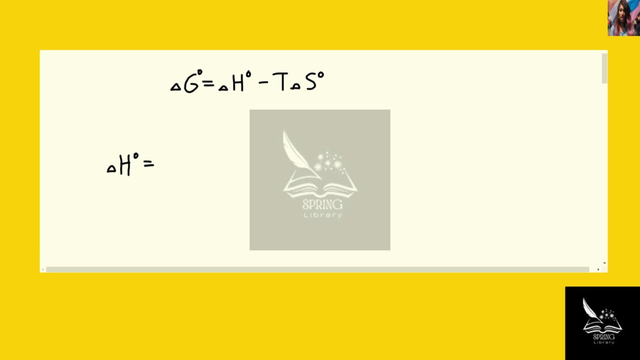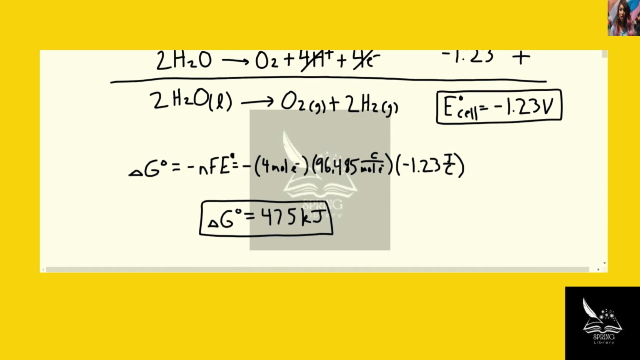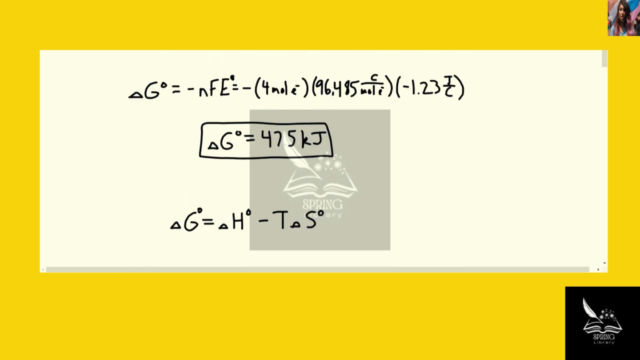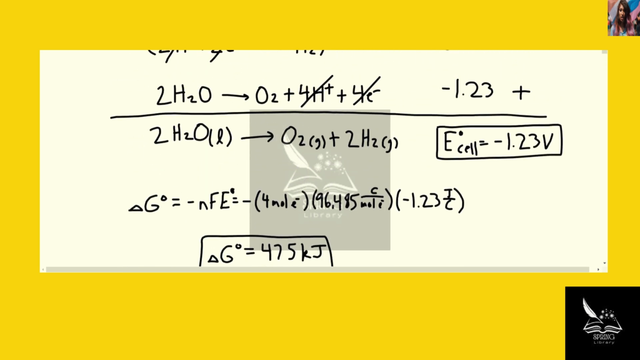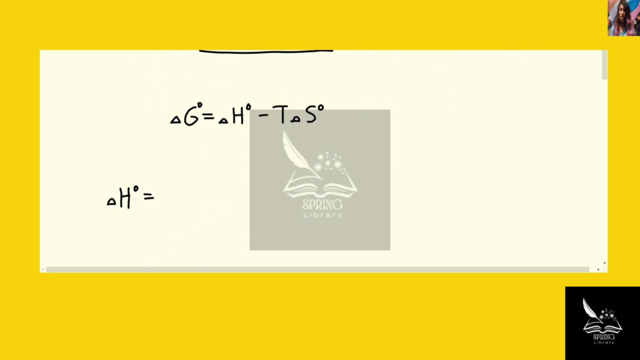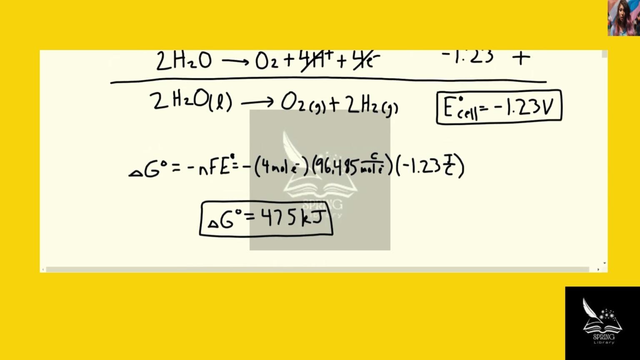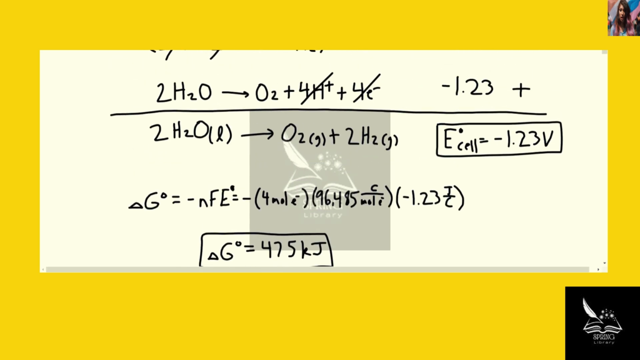So starting with delta H, the change in enthalpy of the overall reaction, we know this is equal to the total change in enthalpy of the products minus the total change in enthalpy of the reactants. When we look at the product side, we see that we have O2 and H2 gas. Those are both naturally forming diatomic gas molecules, and so their enthalpy of formation is 0 in either case. So that means that the total enthalpy change of the products is equal to 0. And then we subtract the total enthalpy change of the reactants. We see we have 2 moles of liquid water.